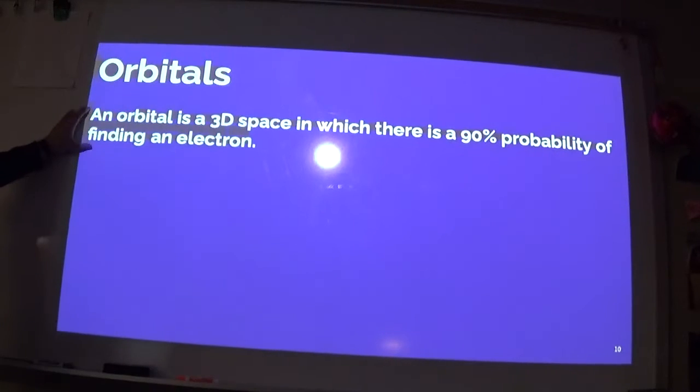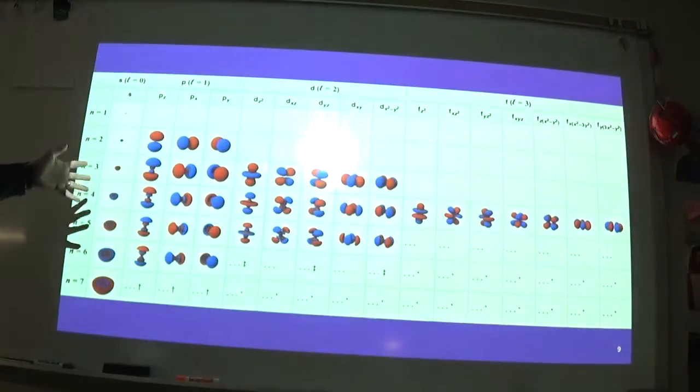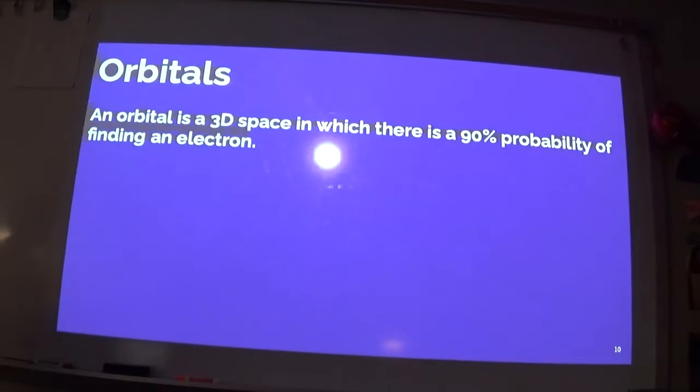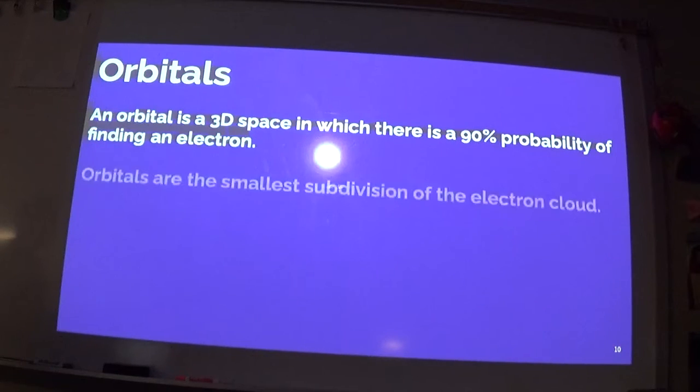Reminder: an orbital is a subcomponent of the cloud. It represents a statistical number, where within this pocket, the electron will spend 90% of its time. The other 10%, it could be anywhere else, we don't really know, but 90% of the time it's in this pocket. Whichever pocket you're talking about from this chart, it's going to spend 90% of its time there. Orbitals are the smallest subdivision, so there's nothing smaller than orbitals that we're going to talk about.